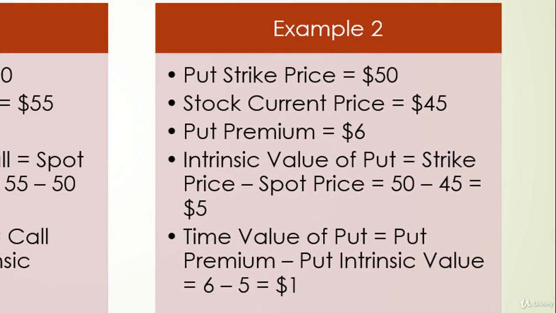Similarly, if put strike price is 50, stock's current price is 45 and put premium is $6, put's intrinsic value will be strike price minus spot price, which is 50 minus 45, equal to $5. And put's time value will be put's premium minus put's intrinsic value, that is 6 minus 5, equal to $1.